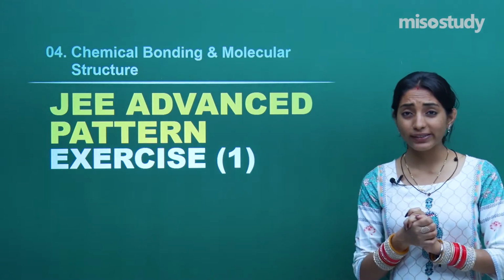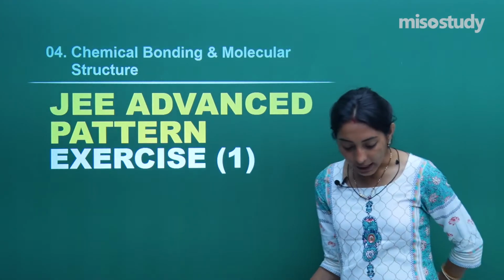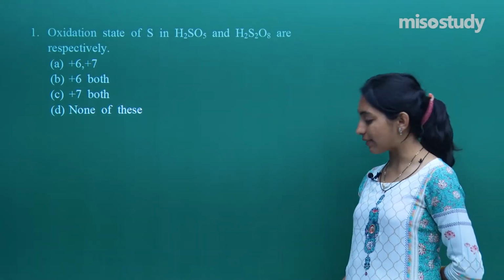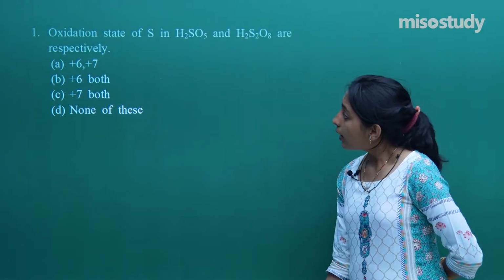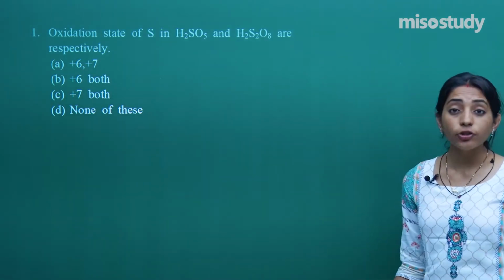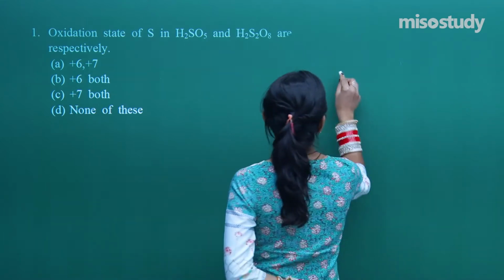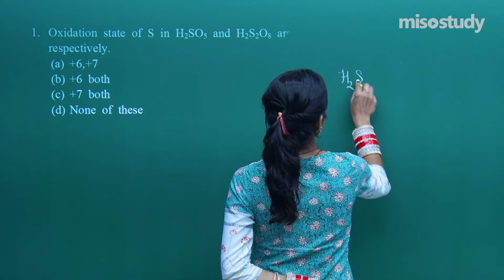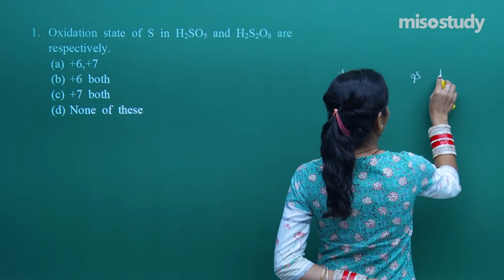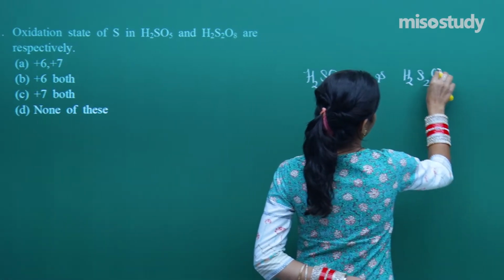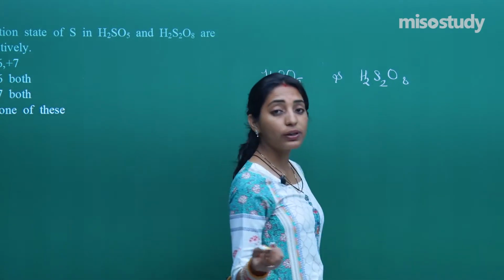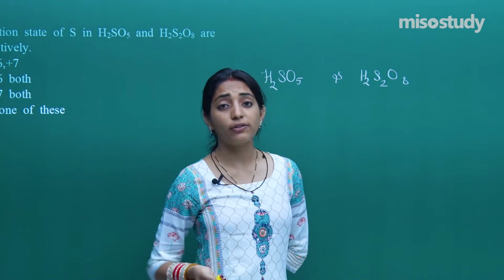So I think without wasting any further time, we should be directly moving on to our first question, and our first question is something like: the oxidation state of sulfur in H2SO5 and in H2S2O8 are respectively. So first of all we need to do the calculation of oxidation state of sulfur in both the two compounds.